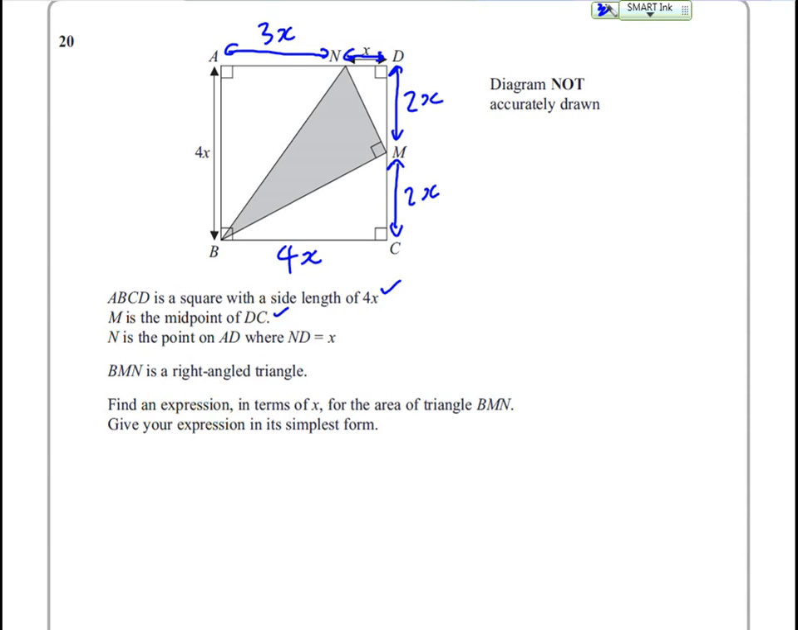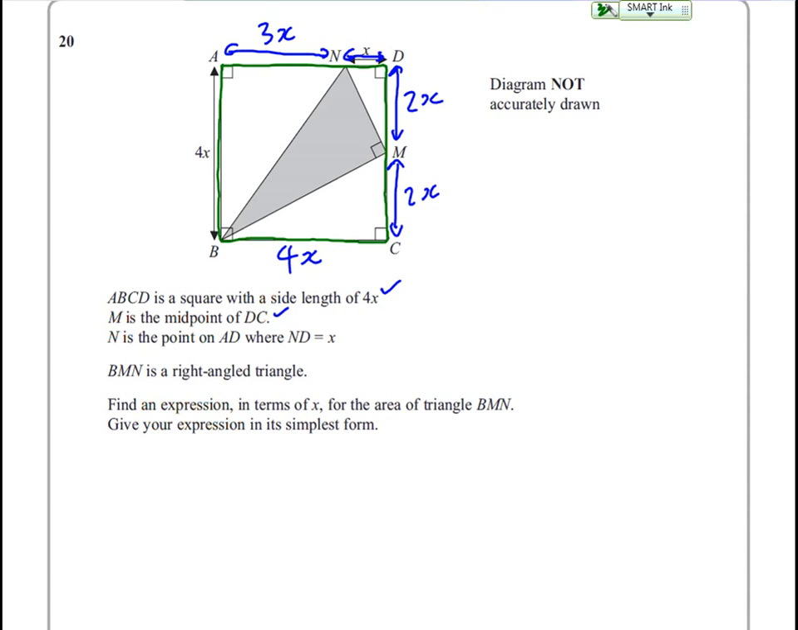BMN is a right angled triangle. That is shown in the diagram. Find the expression in terms of x for the area of the triangle. I think this is also quite a difficult question, and it's about getting the right method to solve it. If we think about the grey area as what's going to be left over from a big square, when we take away the other white areas, then that's probably going to be the best approach to solve it.